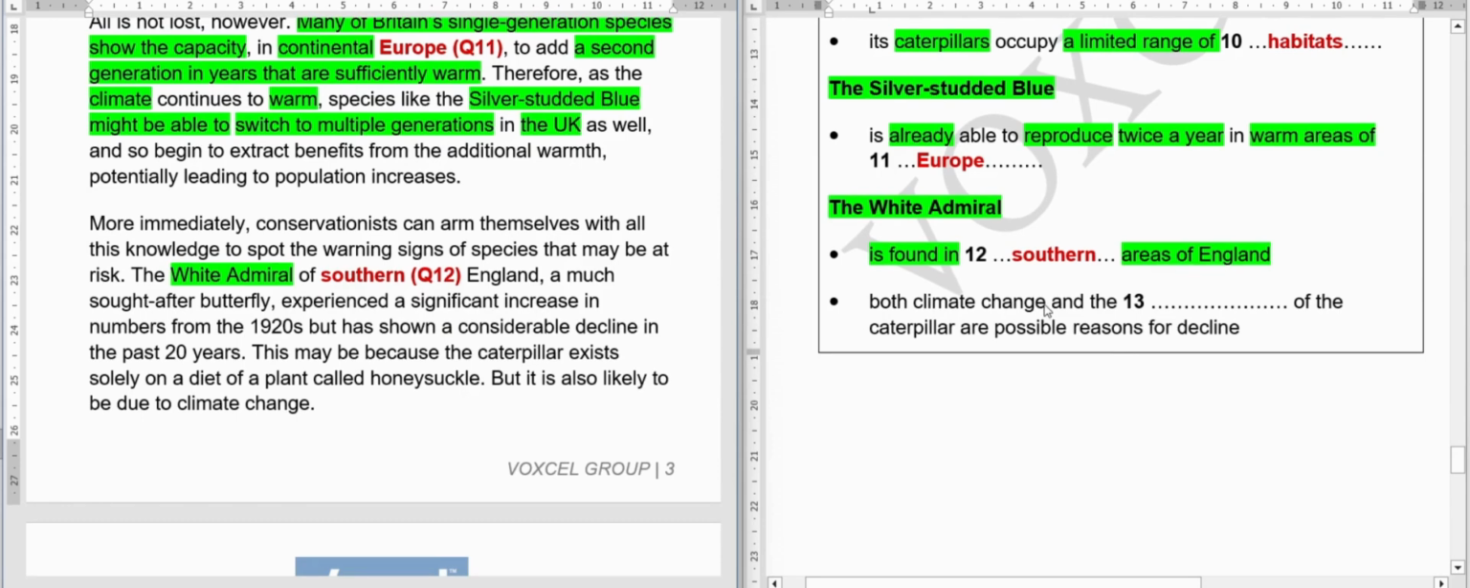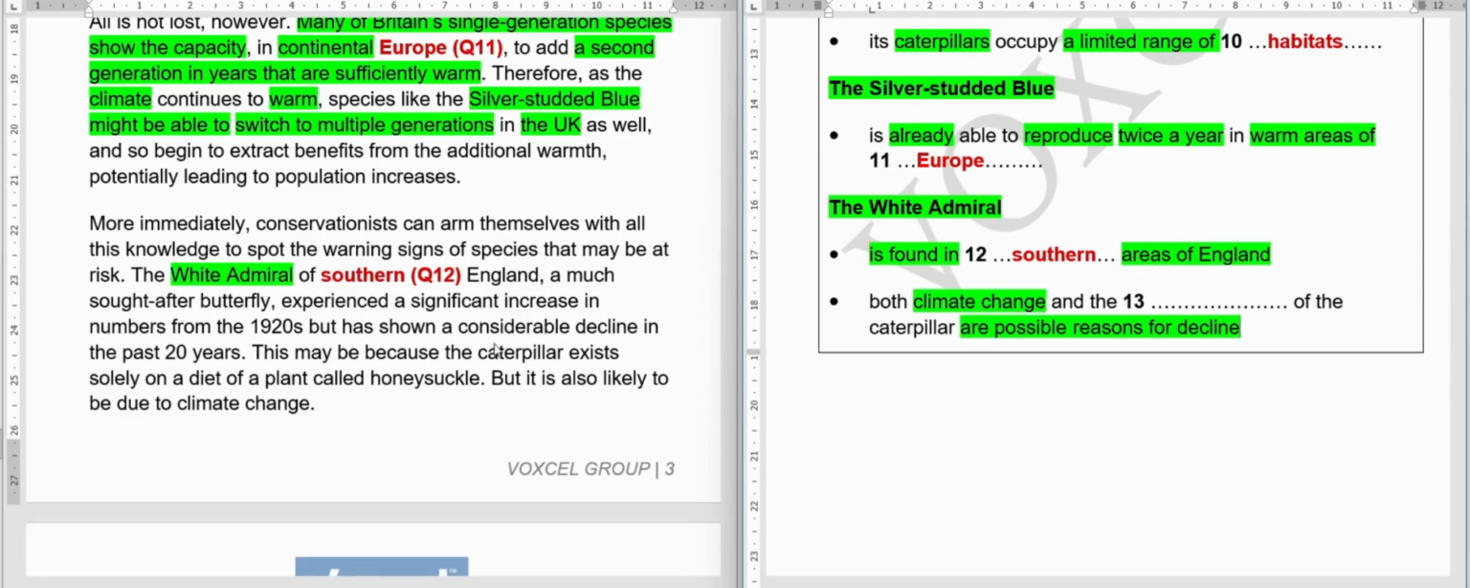Both climate change and the dash of the caterpillar are possible reasons for decline. Okay, so now we have to find the second reason. First is the climate change, first reason, and the something of the caterpillar are possible reasons for the decline. So these two things may be the reasons for their decline. Let's see what the other reason is.